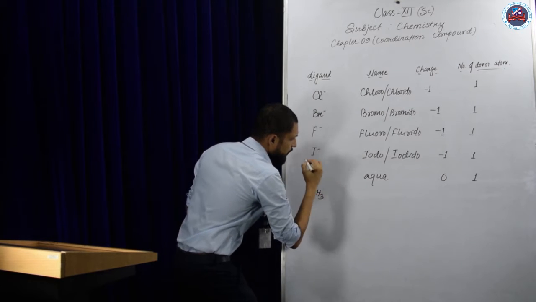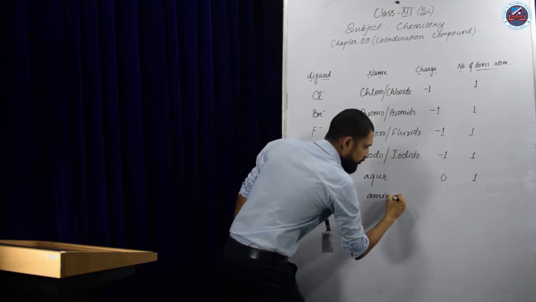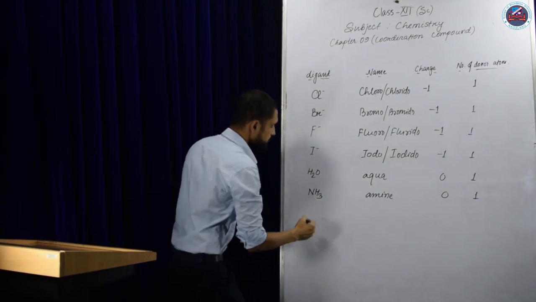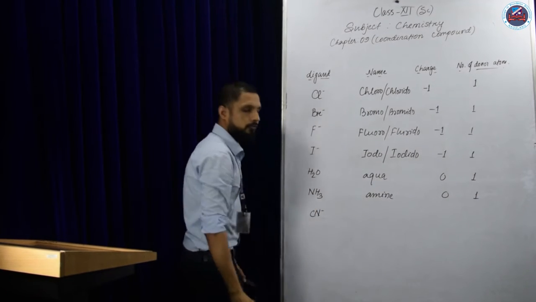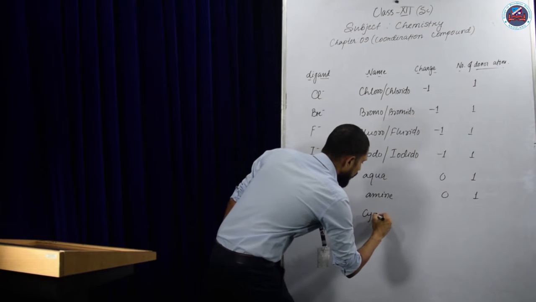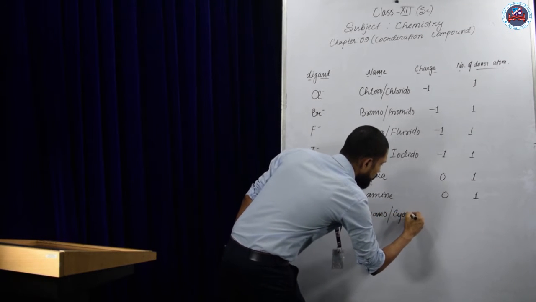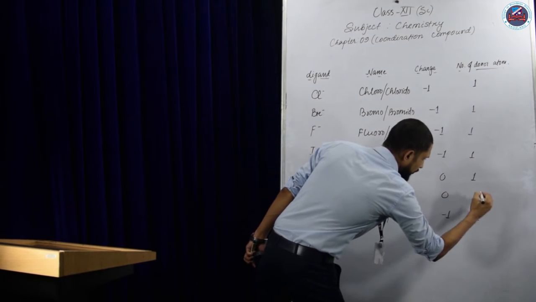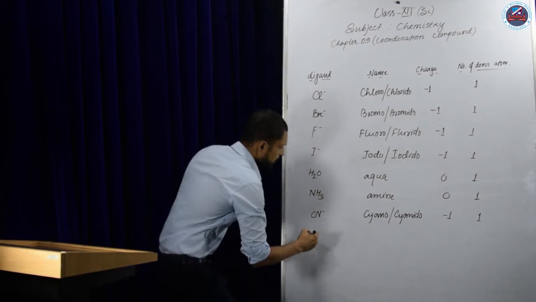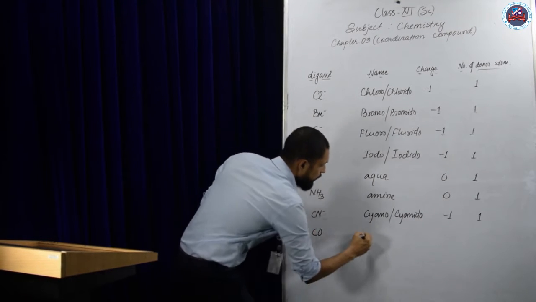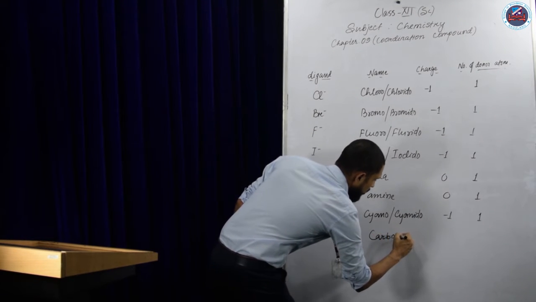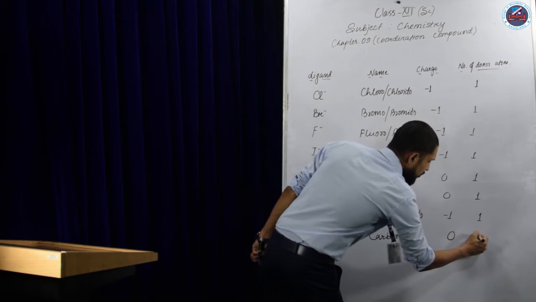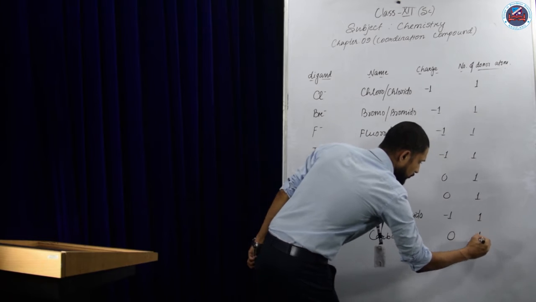NH3 is ammine. Again, it is a neutral ligand, so charge 0. Number of donor atom is 1. CN negative is known as cyano or cyanido. Charge carried by this ligand is -1. Number of donor atom is 1. Then we have CO, which is known as carbonyl. It is a neutral ligand, so charge carried by this ligand is 0, and number of donor atom is 1.